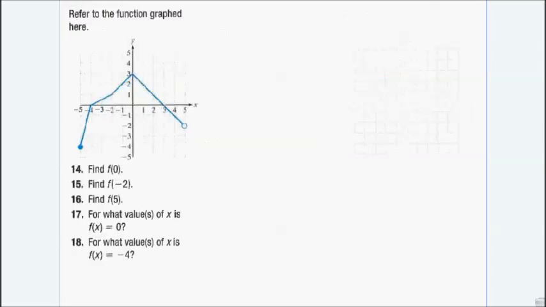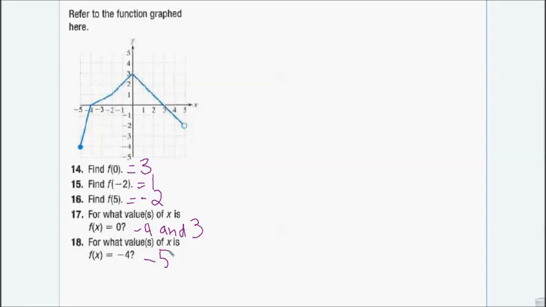Finding f of 0, so that's when x is 0. We're up here at 3. F of -2, so I go back to -2, and I'm at 1. And then f of 5, it's -2. For what values of x is y 0? F of x 0, so -4 and 3. And then for what values of x is f of x -4? So when y is -4, x is -5. Yeah. Not too bad?